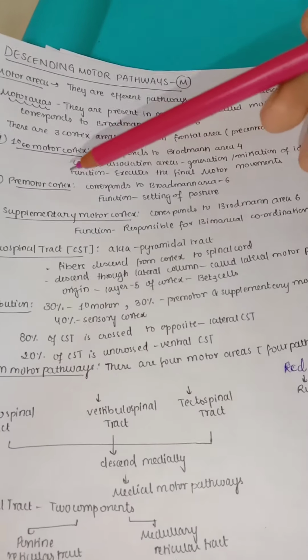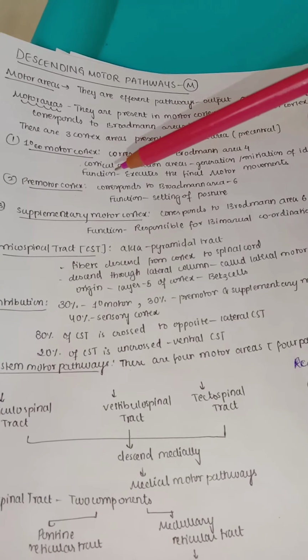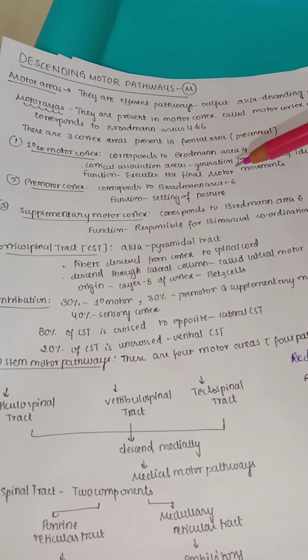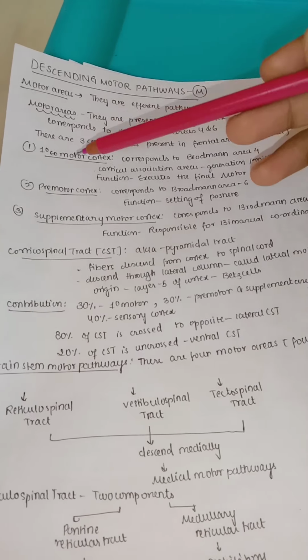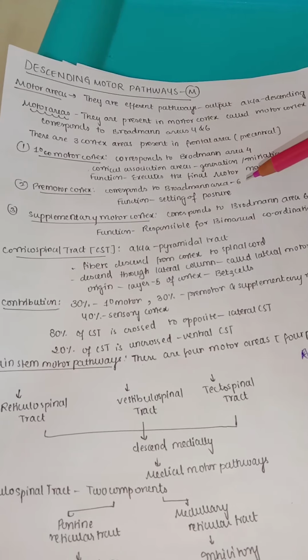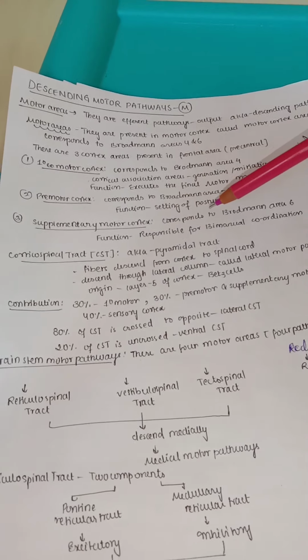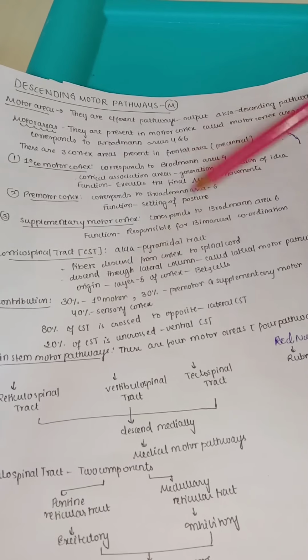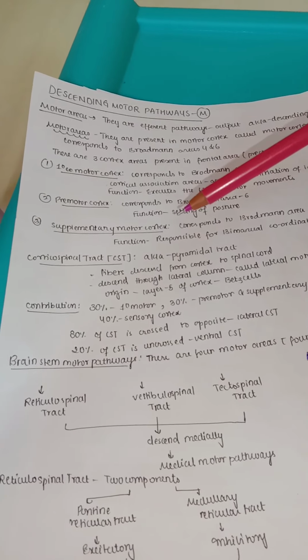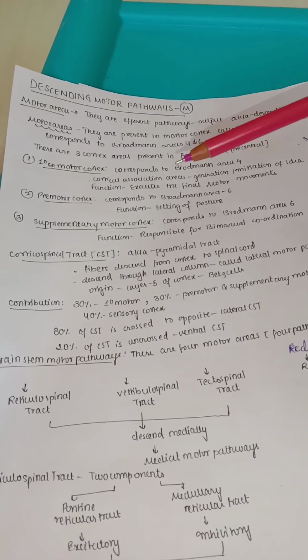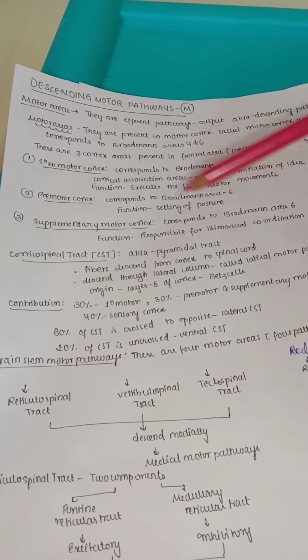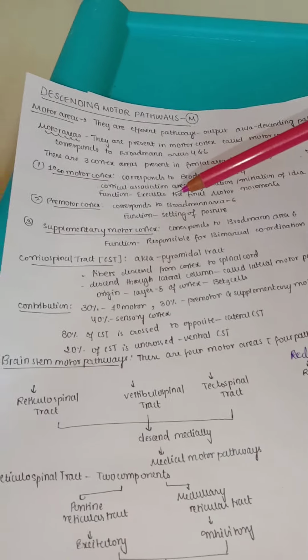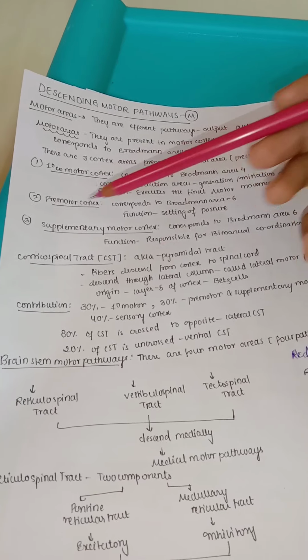Next, let us move on to the premotor cortex. The premotor cortex corresponds to Brodmann area 6, while 4 is for the primary motor cortex. Its main function is setting of posture. For example, now I am saying this video, and I should change my posture if I want to suddenly get up from this. How you change the posture is based on your premotor cortex.